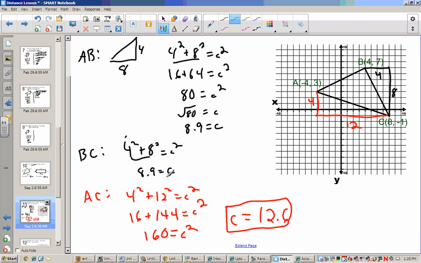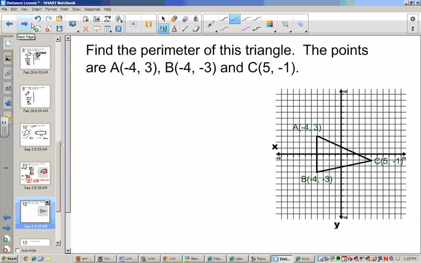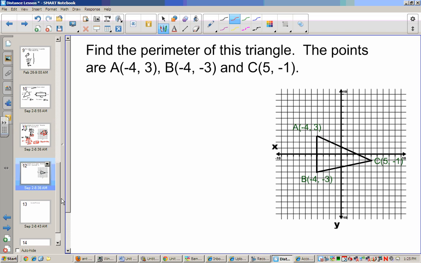Now we're not done yet. We have these three values. The perimeter is, if this is 12.6, 8.9, and 8.9, we just have to add them up. So the perimeter, we add up those three values, 8.9 plus 8.9 plus 12.6, and I get 30.4. All right, so that's the distance around my triangle. All right, try this one on your own and see how well you do.